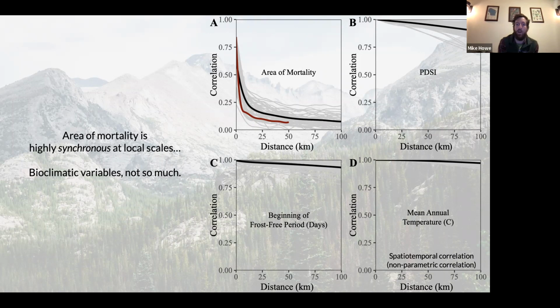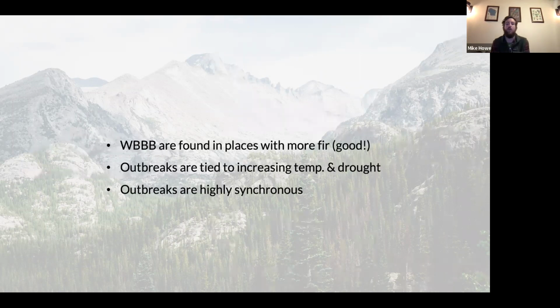So really this ultimately allows us to think about how these bioclimatic factors are contributing to the synchrony of these insect outbreaks. Okay, so what we saw with this analysis is that Western balsam bark beetle are found in places with more fir, which is a pretty good conclusion. We also saw that outbreaks are tied to increasing temperature and drought, and outbreaks are highly synchronous. Really, this work serves more as a jumping off point, though, and helps us come up with some more targeted questions to ask, since we don't know very much about this insect.